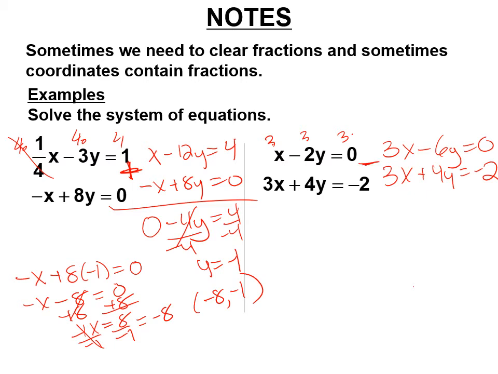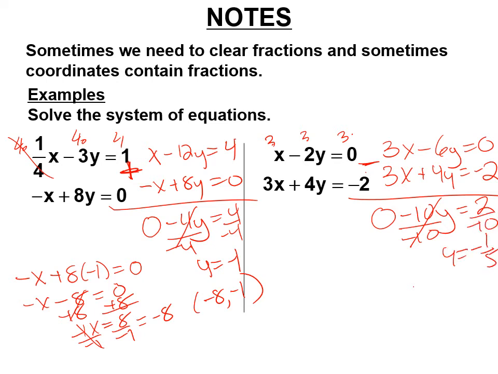So I'm going to be subtracting. 3x minus 3x is 0. Negative 6y minus 4y is negative 10y. Oh my goodness, I'm going to get a fraction. 0 minus negative 2 is 0 plus 2 is 2. Divide both sides by negative 10. And y is negative 2/10, also known as negative 1/5.